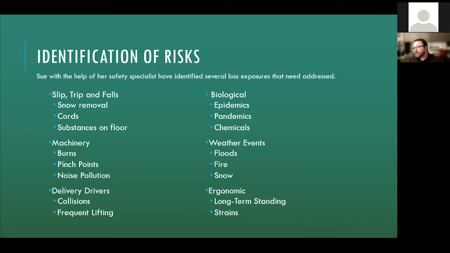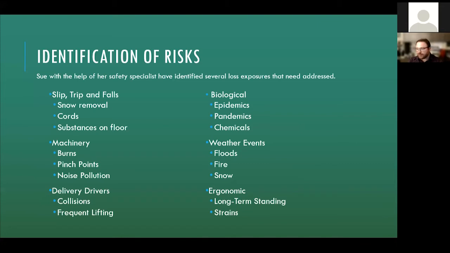So we'll start at the top: slips, trips, and falls. They are in Wyoming, so we're going to get snow. It's just a fact. So the safety specialist and Sue know that they need to have snow removal because of slip, trip, and fall. Cords: they're making candy, there's machinery, so there's cords on the floor. That poses a tripping hazard. Substances on the floor: they're working with sugar, dye, and different chemicals. So anything on the floor can pose a tripping hazard.